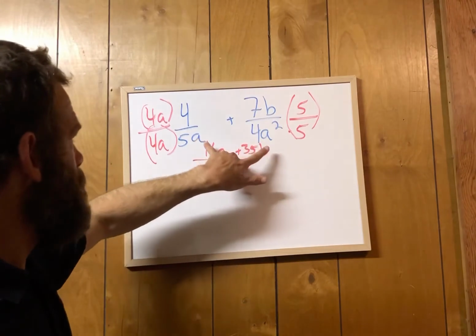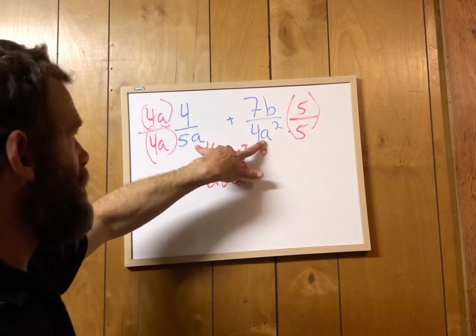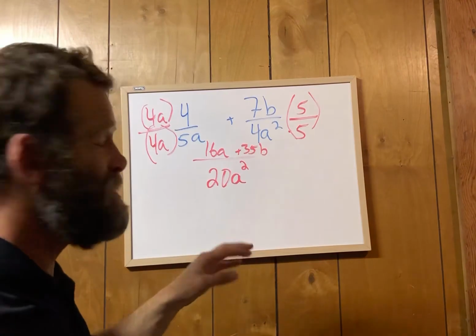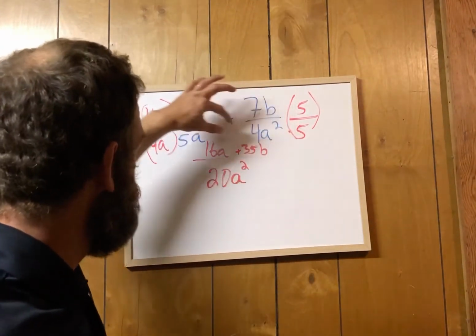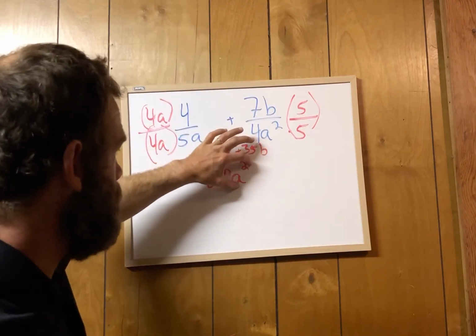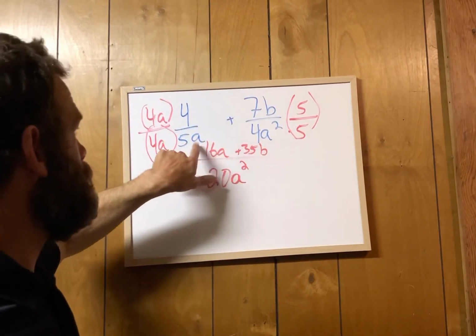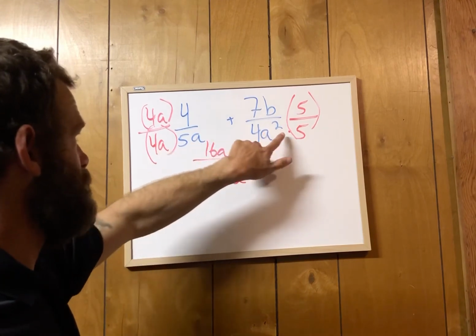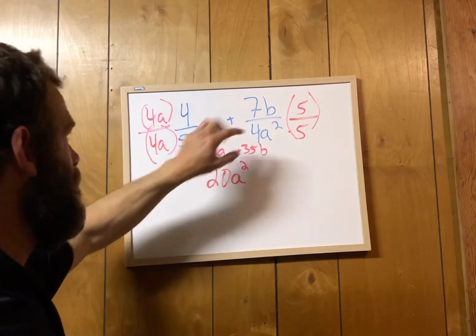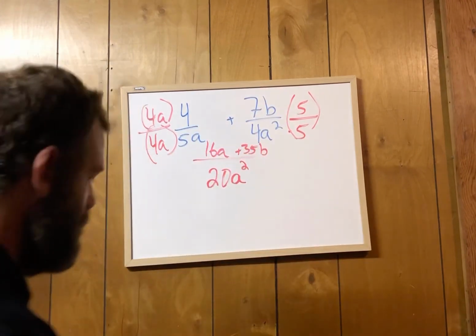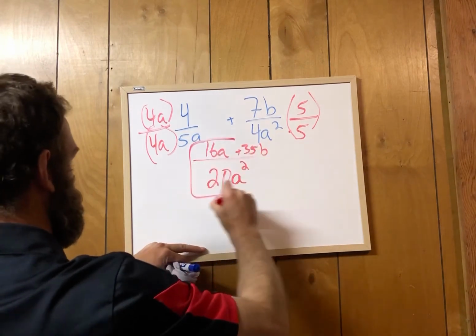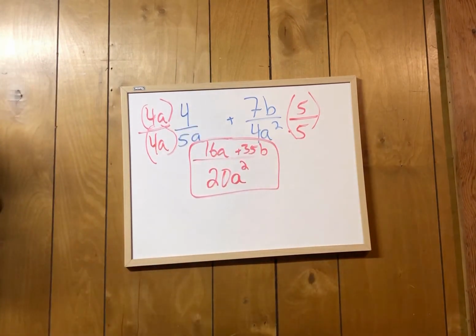But look, I'm not multiplying a squared times a because I don't need that. I need the lowest amount of a's that I can have equally from both of them. There's 2 a's here. There's 1 a here. So my common denominator would be a squared because I only need 1 extra a to get to a squared. That's why I multiplied it by the a. However, for this, a squared was already the same, so I didn't multiply that by a. Anyways, this is your answer right here. There it is. 16a plus 35b over 20a squared.